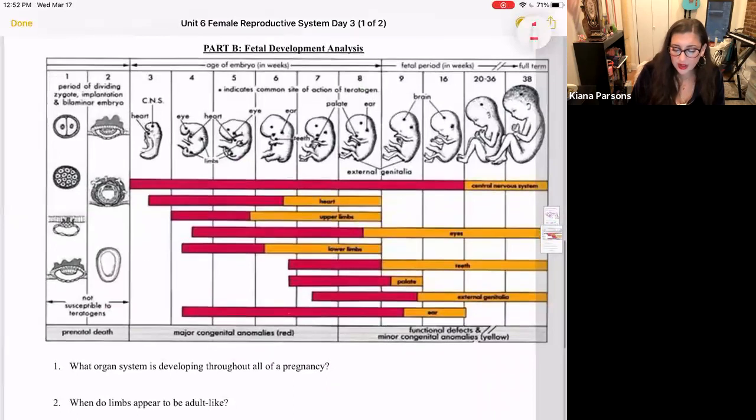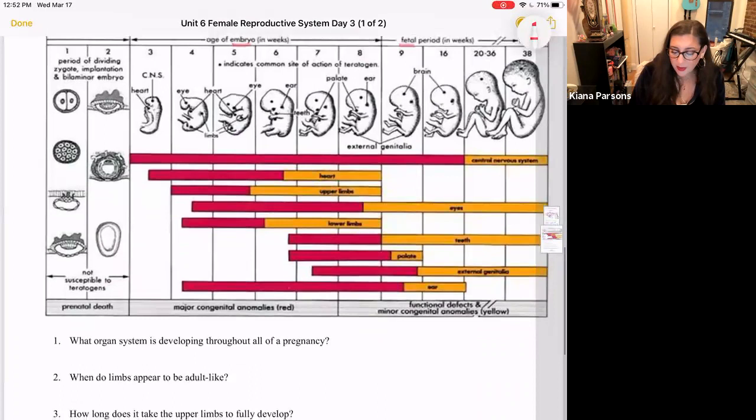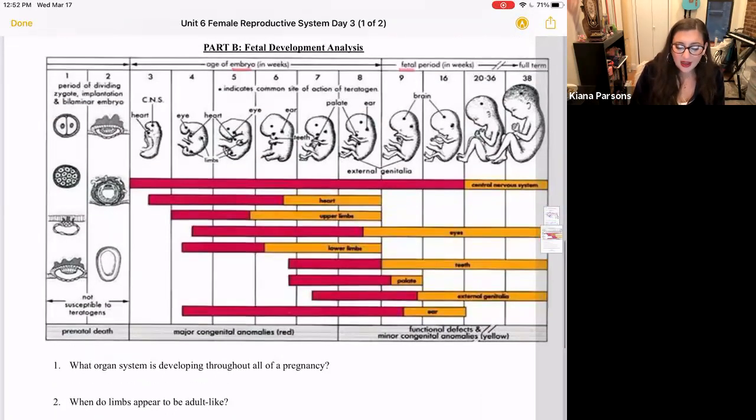All right, so here we go. Here are some terms we've been using: embryo, fetal period. We can see here, prenatal death. On the bottom here, this is what would happen if there was an error occurring during this time in the pregnancy. If there is a problem happening in the first 2 weeks, there's just going to be a miscarriage, prenatal death. This is the period of the dividing zygote, implantation, and the bilaminar embryo.